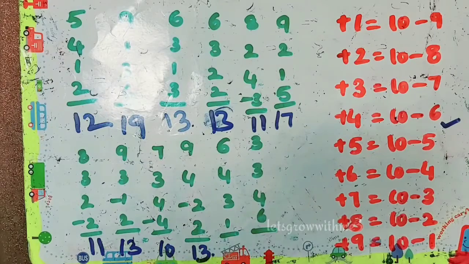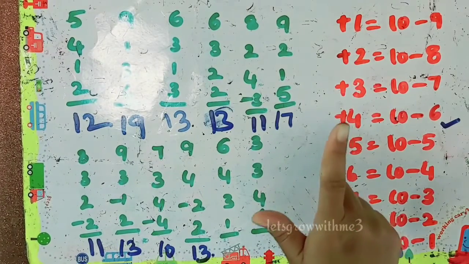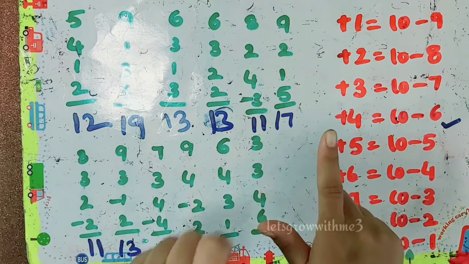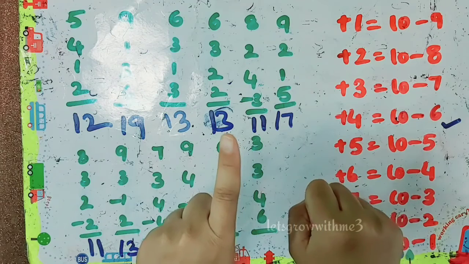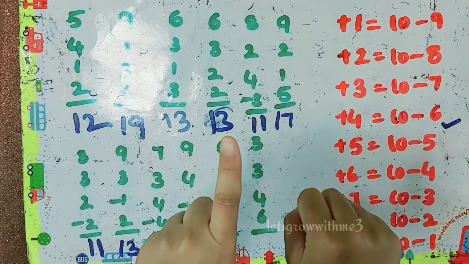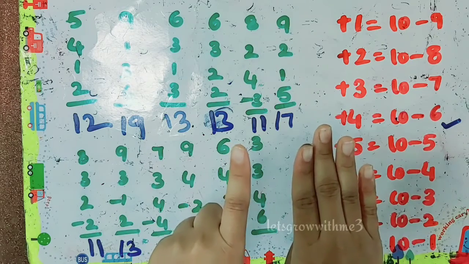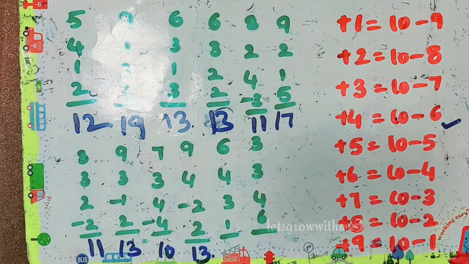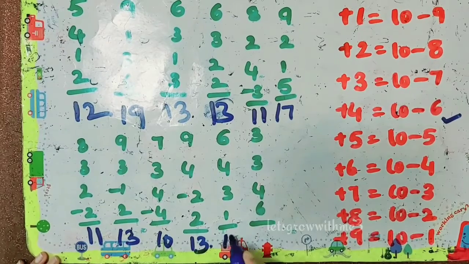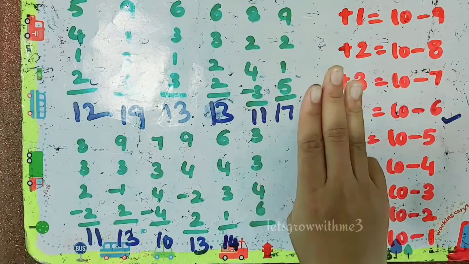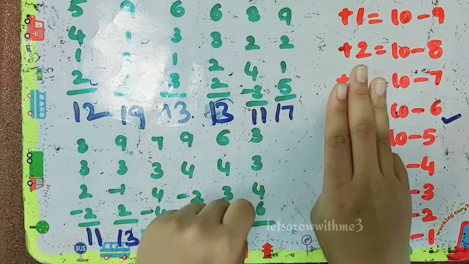Next question. 6 plus 4, plus 10 minus 6. Then plus 3. Then plus 1. So the answer is 1, 4, 14. Next question. 3 plus 3.